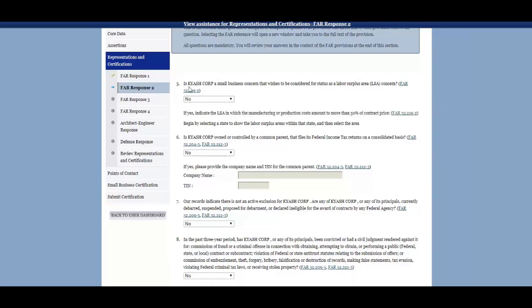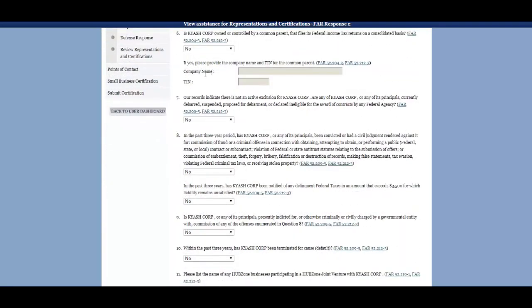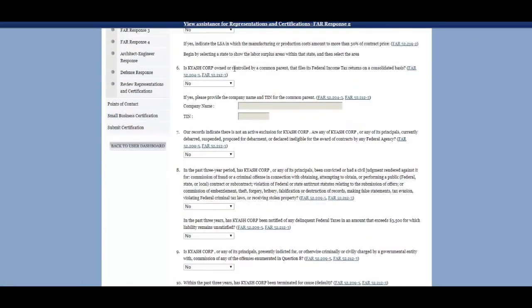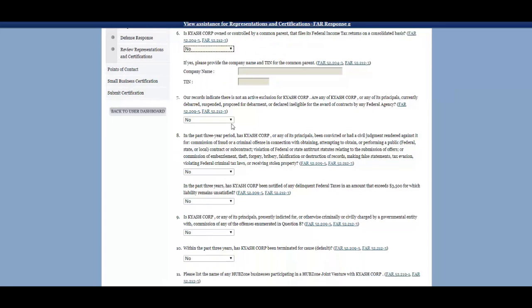Okay, let's go to number 5. Is Irs Corp a small business concern that wishes to be considered for status as a surplus labor area? And this deals with this FAR number. I put down no. Okay. Is Irs Corp owned or controlled by a common parent that files its federal tax returns on a consolidated basis? Like I said, I wish, and we have no. If the answer were yes, then we would be able to fill in these fields, company name and TIN, for our common parent or a parent.